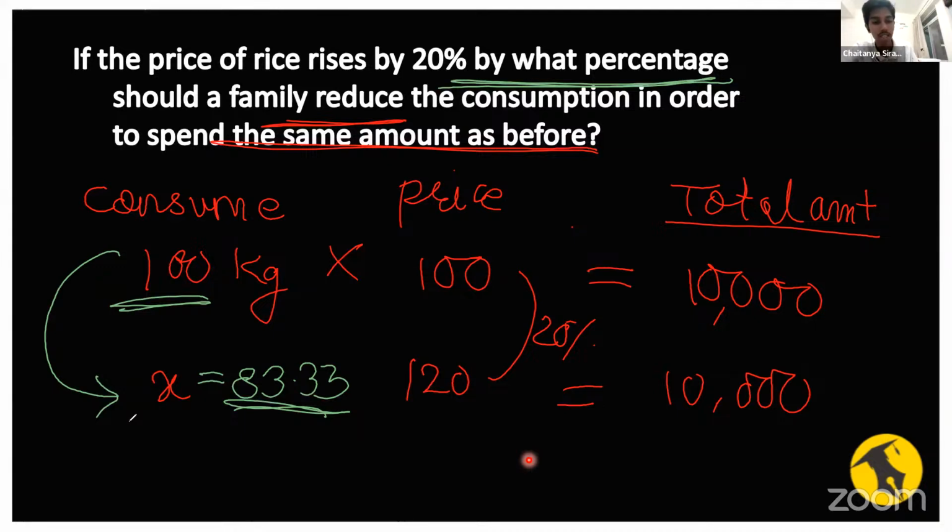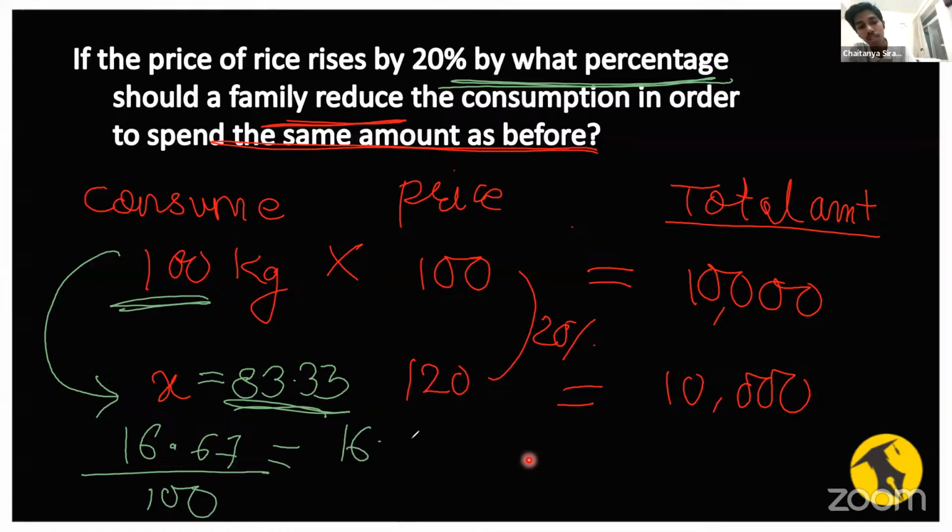So what is the change? It is 16.67 upon 100. So this is nothing but 16.66% or 16.67%. Either of the options will be correct. 66.66 or 66.67, sorry, 16.67. Alright, I hope the logic is clear.